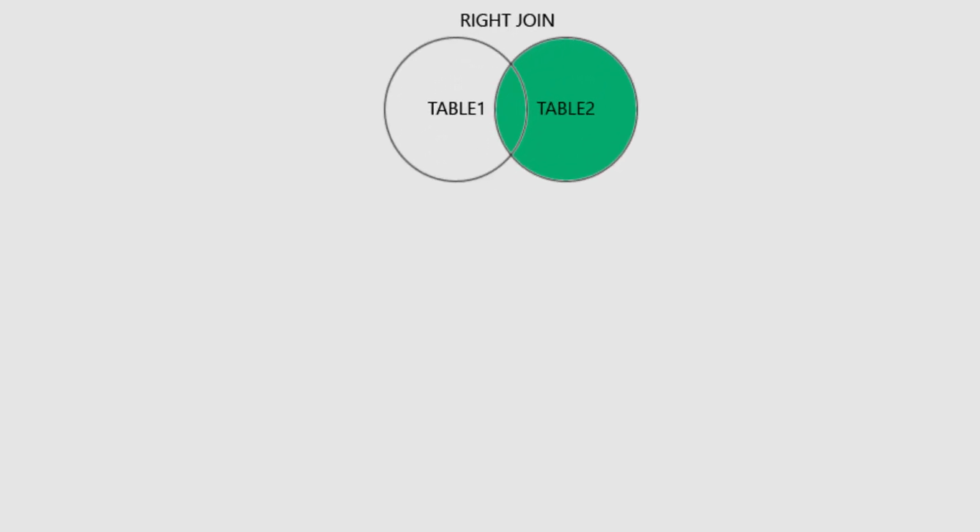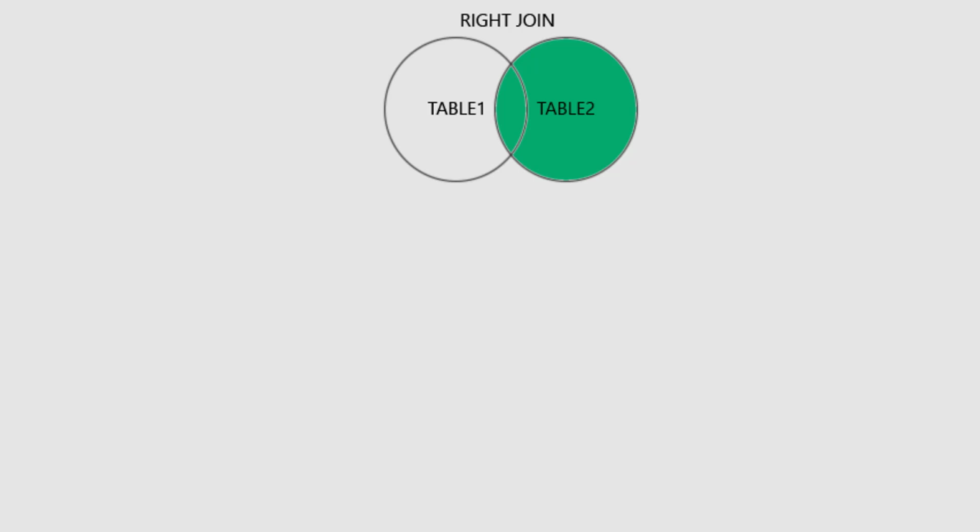The third type is right join. This type returns all records from the right table, table 2, and the matching records from the left table, table 1. The result is 0 records from the left side if there is no match.